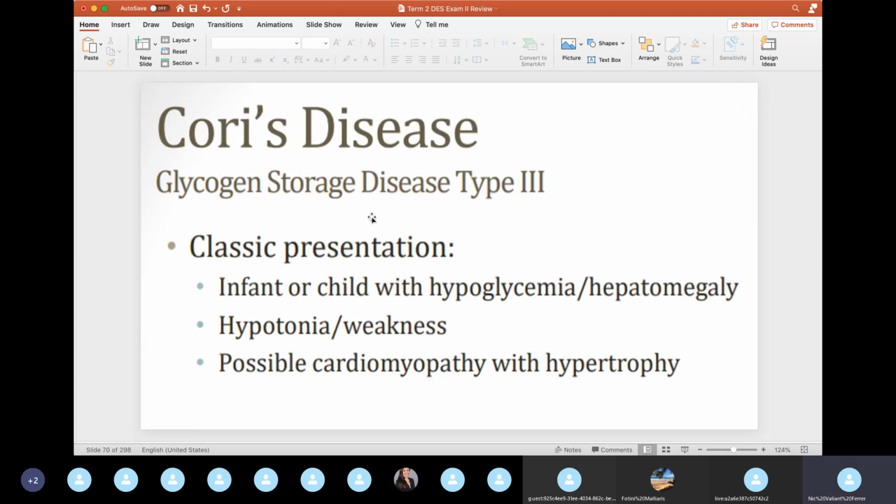So if you have type 3, what's the presentation? Hypoglycemia, hepatomegaly. You can have hypotonia or weakness, possible cardiomyopathy with hypertrophy. But I'm thinking hypotonia, weakness, hypoglycemia, and hepatomegaly for Cori's.